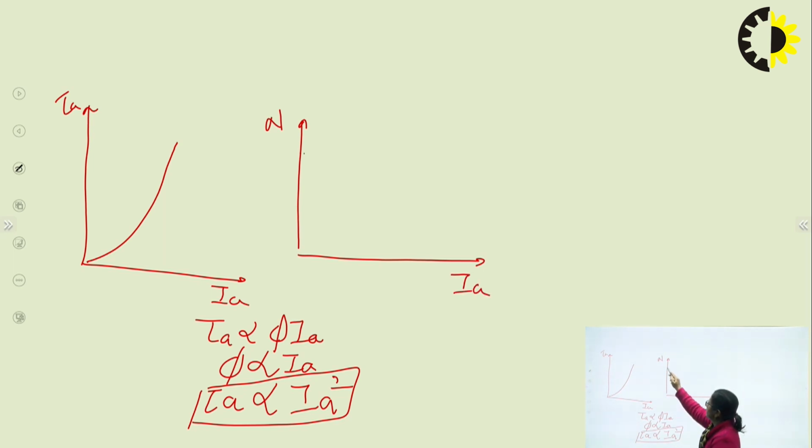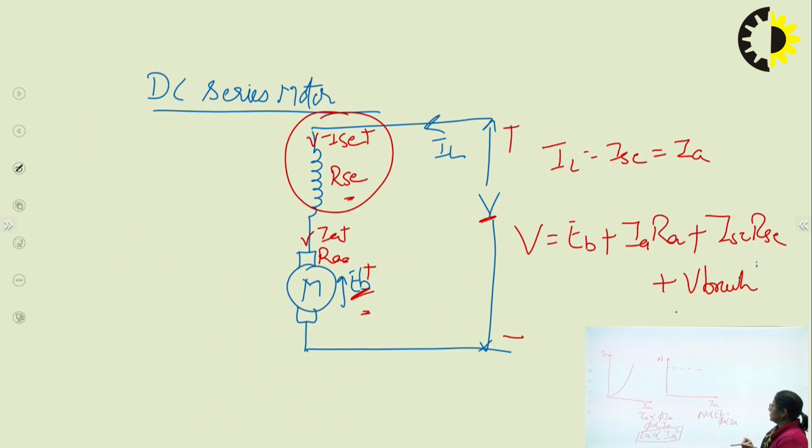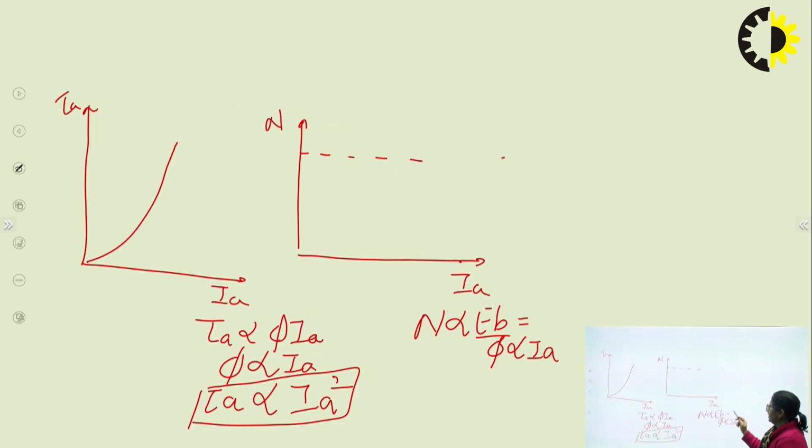Now, if this is the base speed, once again, the relation is the same. The relation is speed is proportional to back EMF by flux, but this time flux is not constant. Likewise in DC, in this case, flux is now proportional to Ia. What about EB? Just getting the equation from this. EB is equal to V minus Ia Ra minus Isc Rse minus V brush. So once again, EB can be written as V minus Ia Ra minus Isc Rse.